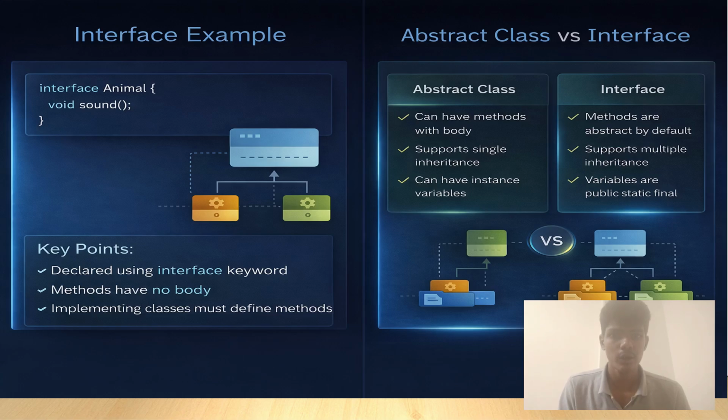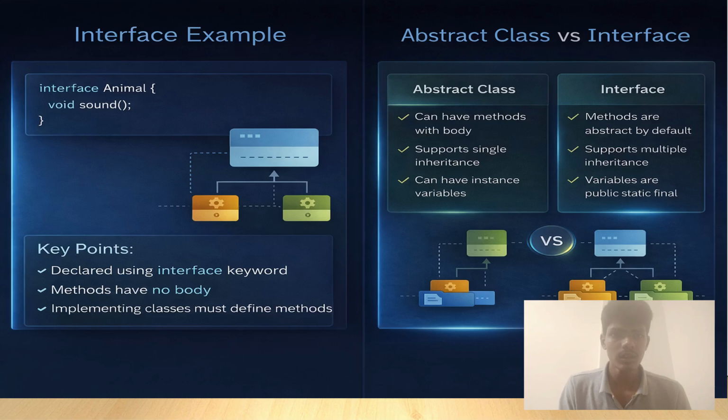All methods are abstract by default in an interface, because it allows unrelated classes to follow the same structure. A payment interface can be implemented by credit card, UPI, or net banking. Each one works differently but follows the same contract.